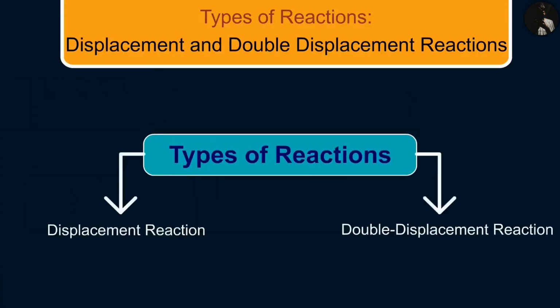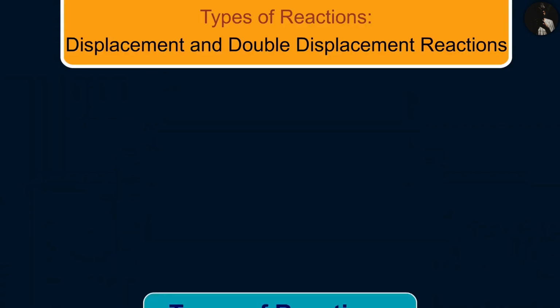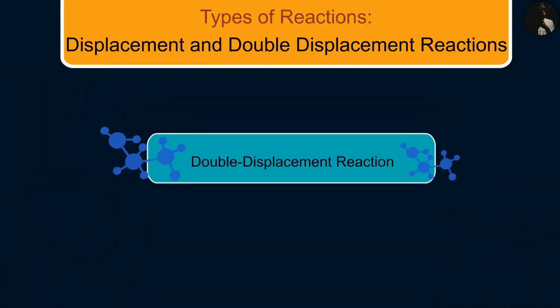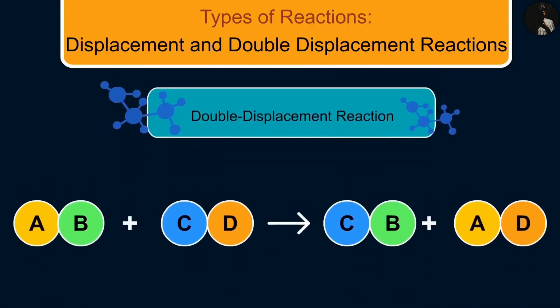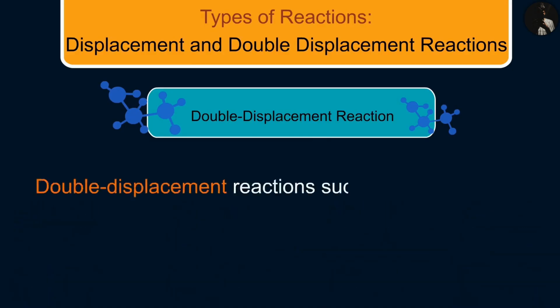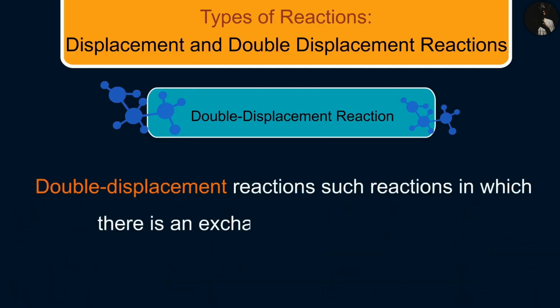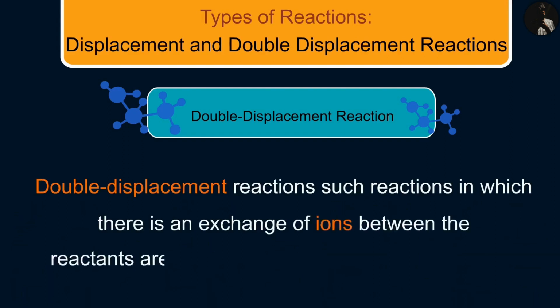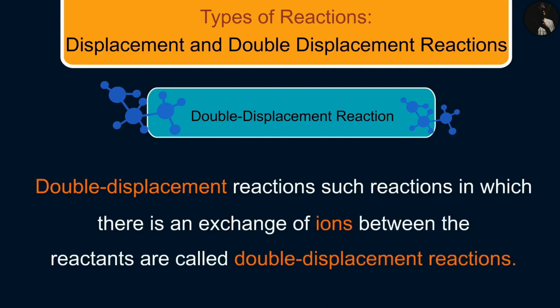We will now discuss another type of reaction, which is double displacement reactions. It is similar to displacement reactions, but the name itself suggests that it is double displacement. That is, there is substitution of two atoms by other two atoms. In reality, such reactions in which there is an exchange of ions between the reactants are called double displacement reactions.